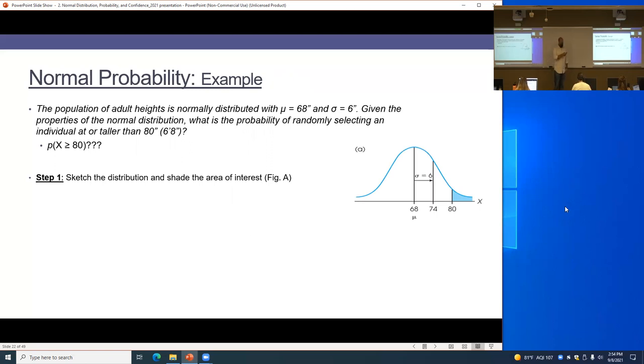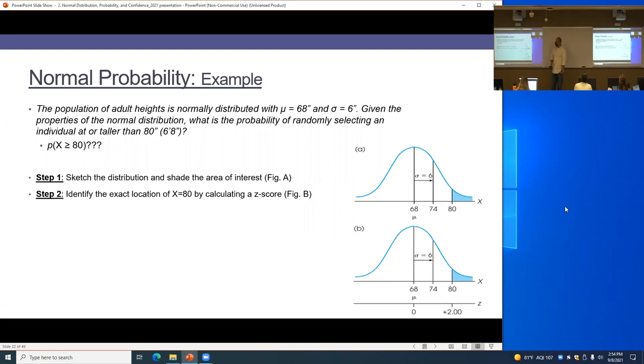We say, all right, I know that the mean is 68 inches. 6 inches is our standard deviation. So one standard deviation, 74 inches. Two standard deviations, 80 inches, all right? And here, is that right? Yeah, that's right. So two standard deviations. And what I'm interested in are people who are 6'8" or taller, right? So I'm looking at this tail distribution right here. So I'll go through and shade that in so I know what I'm looking for.